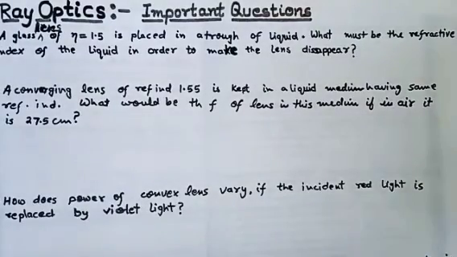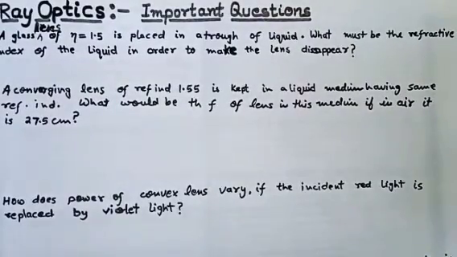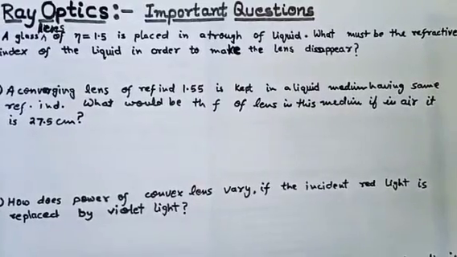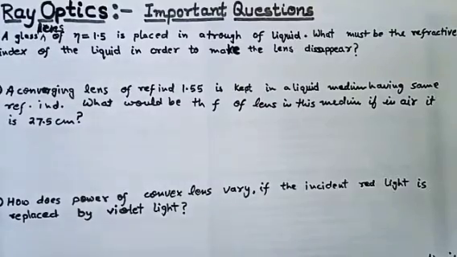Hello, class 12th physics, chapter ray optics, important questions. So here we go. A glass lens of refractive index 1.5 is placed in a trough of liquid. What must be the refractive index of the liquid in order to make the lens disappear?